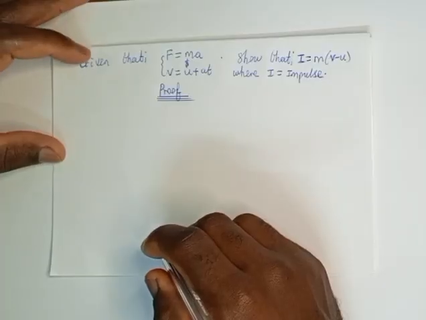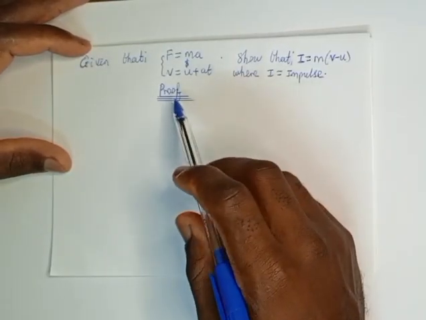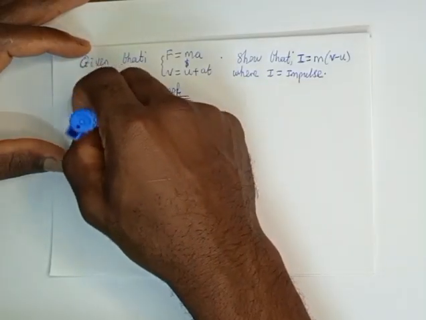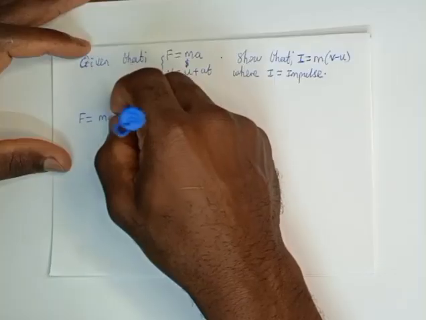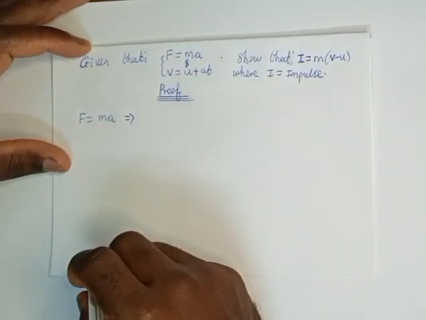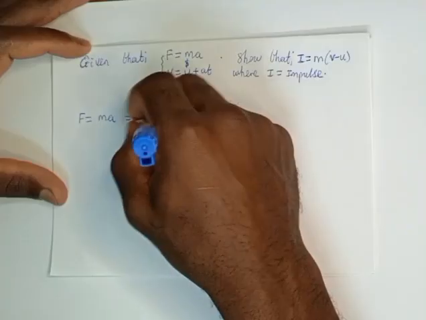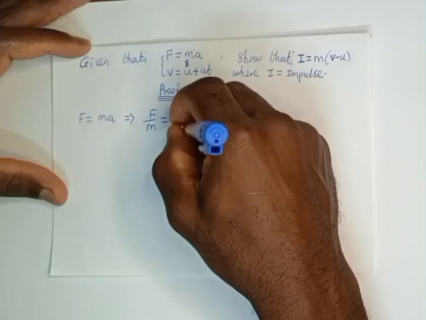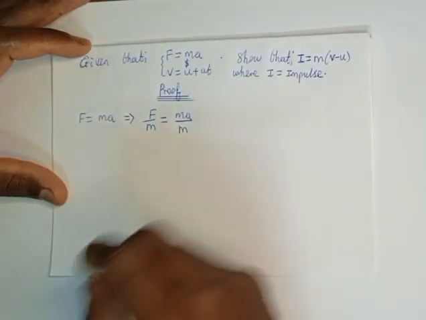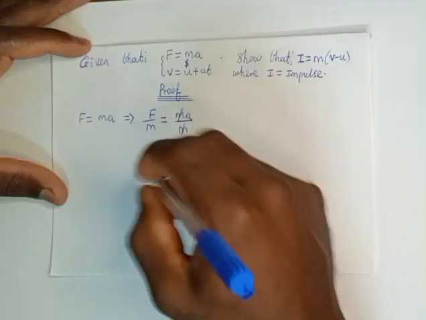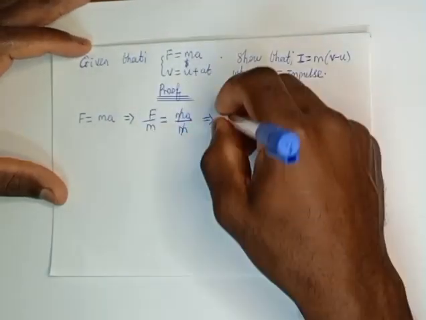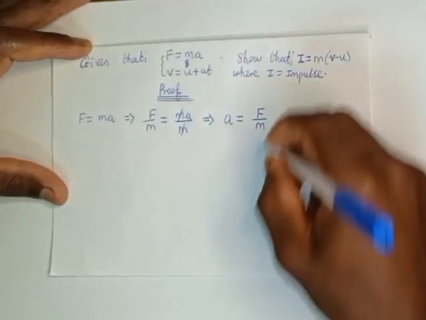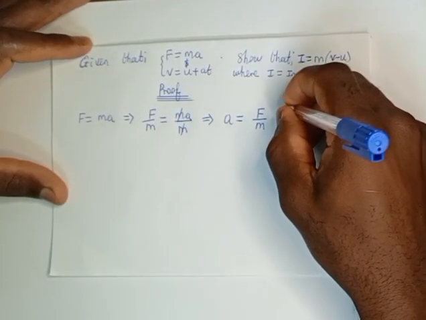For us to easily show this, we are going to start by making A the subject of formula in the two given equations of motion. Take the first one, F equal to MA. Dividing both sides by M, F divided by M will be equal to MA divided by M. At the right hand side, mass will strike off mass, and this will give us the acceleration to be equal to force divided by the mass. We call this equation 1.